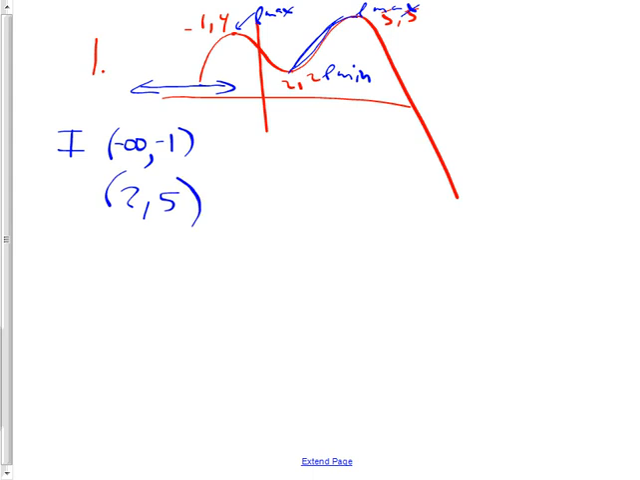And that's it for increasing. Now I got to label my decreasing ones. So I go D. My decreasing ones are here to here. Remember, it's only the x numbers. So -1 to 2. It's also decreasing.